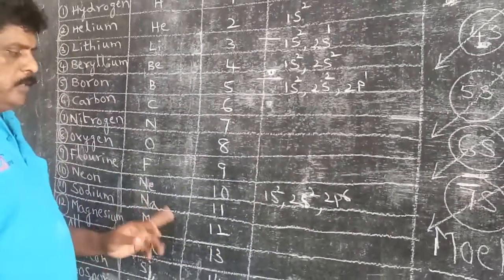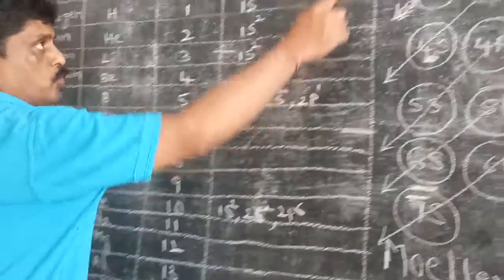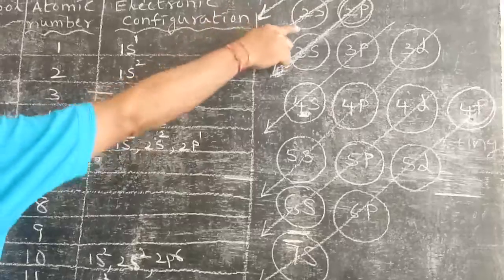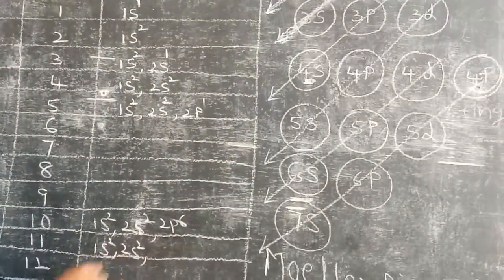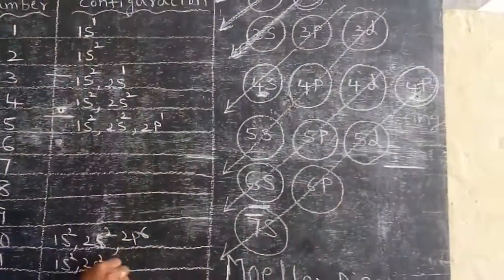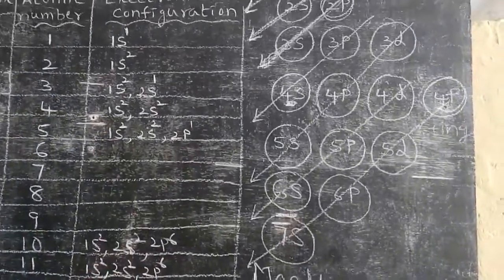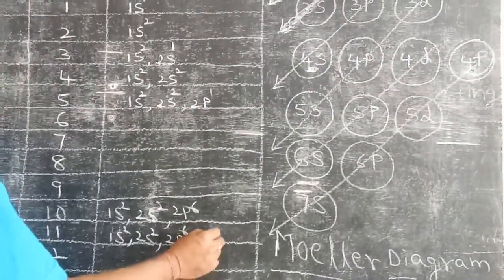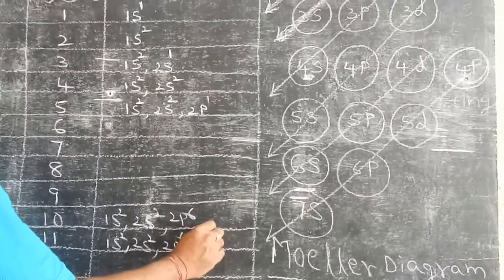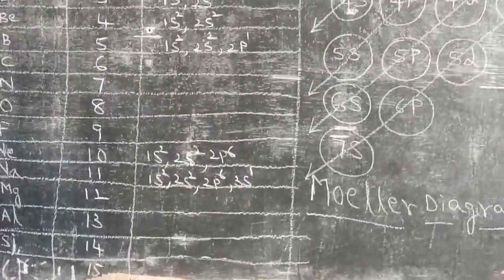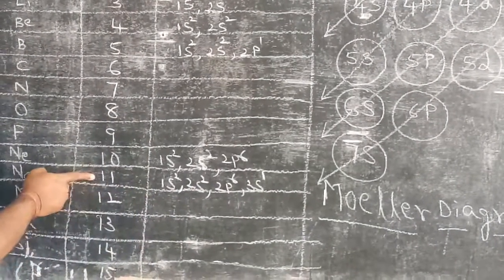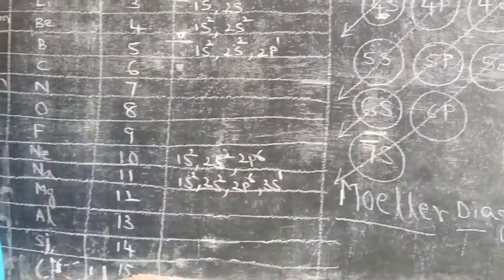Next one is sodium. Its atomic number is 11. The first room is 1s, so I fill 2 electrons in the first room. The second room is 2s, and we fill 2 electrons in the second room. The next one is 2p, and I fill 6 electrons in the 2p room. There are 10 electrons completed. 1 electron is left. The next room is 3s, so I have to write 3s. How many electrons are left? Only 1 electron, so I write 1, because in an s orbital there is space for 2 electrons, but here only 1 electron is left. So I fill that electron in the 3s orbital.